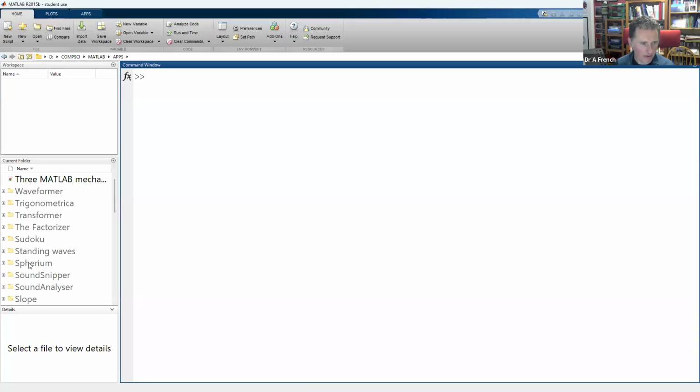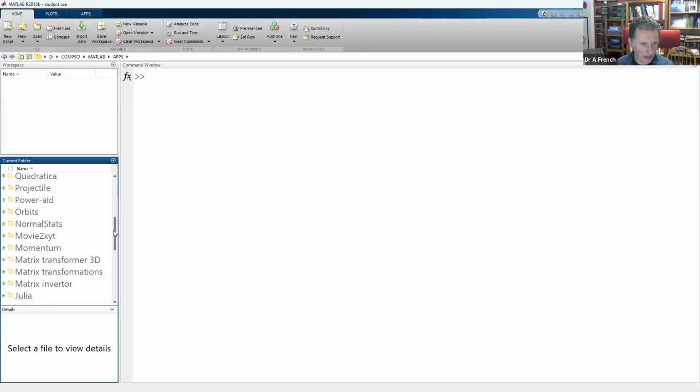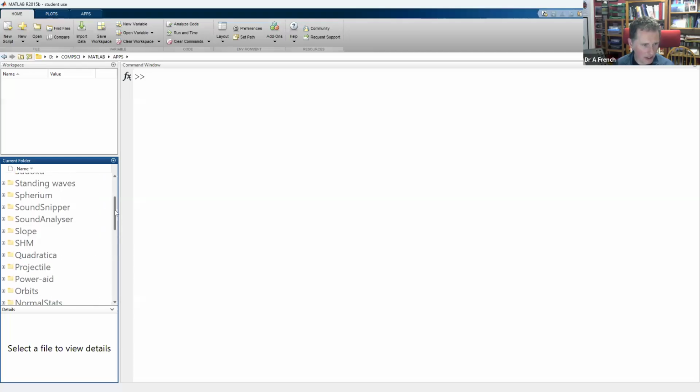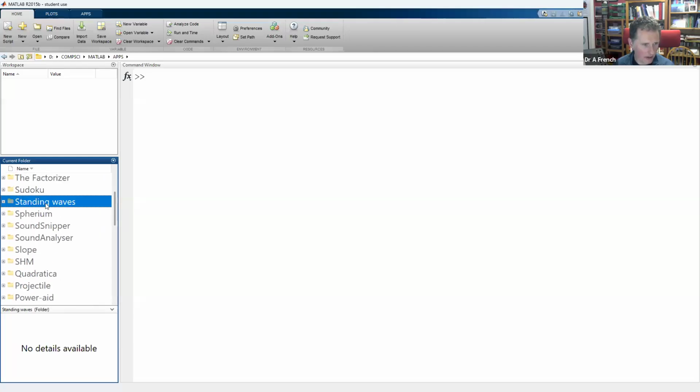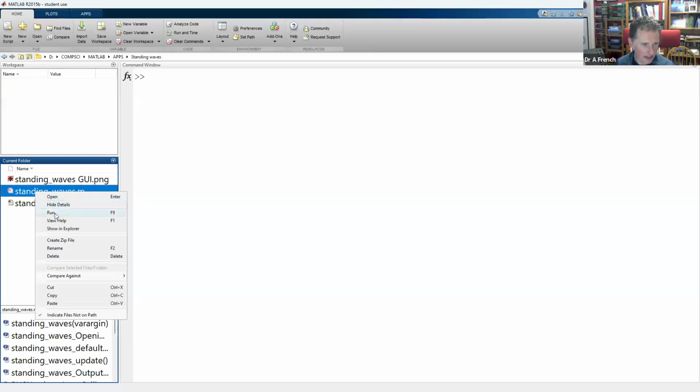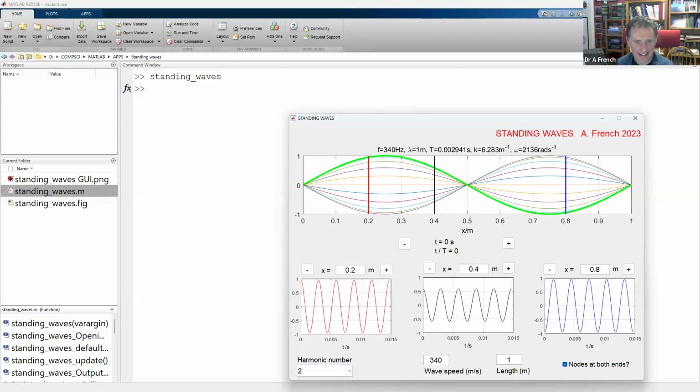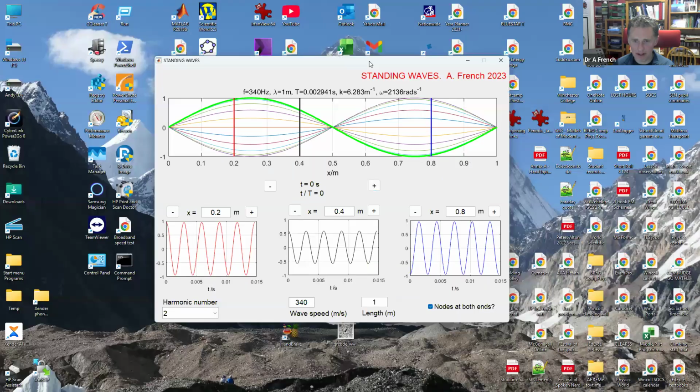Right, so if I look at my apps, I've got lots of them. These are all the ones in the corner. And what we want is the standing waves, which, there we go, standing waves. It's got a very original name, as you can tell. And it looks like this. All right, so what's going on?